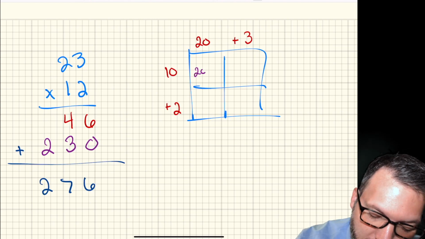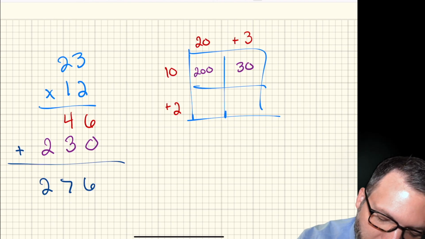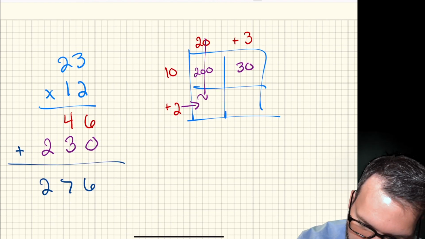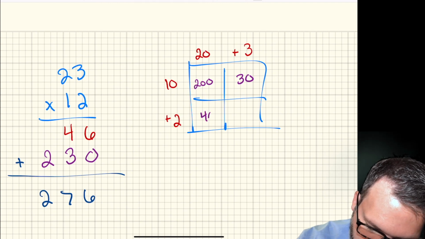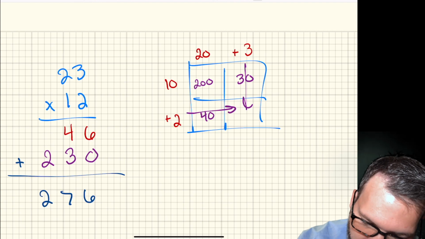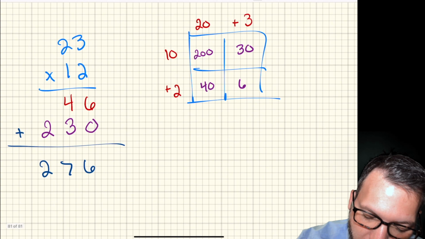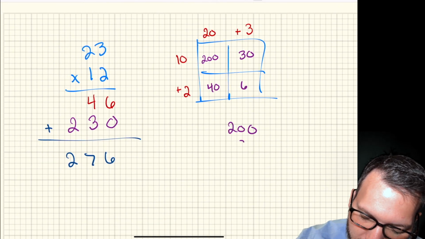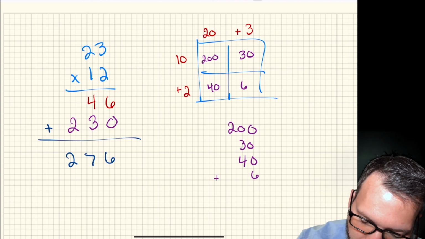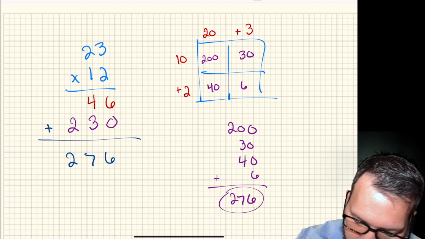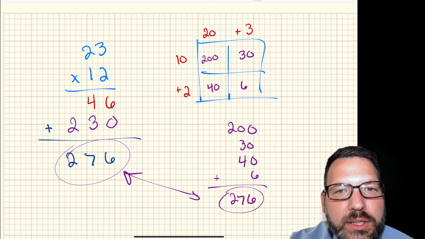10 times 20 is 200. 10 times 3 is 30. 20 times 2, so this box here, 20 times 2 is 40. And then this box here, 3 times 2 is 6. This would have an area of 6. And it just so happens that when we add up the total area, 200 plus 30 plus 40 plus 6, oh my goodness, it makes the self-same 276.